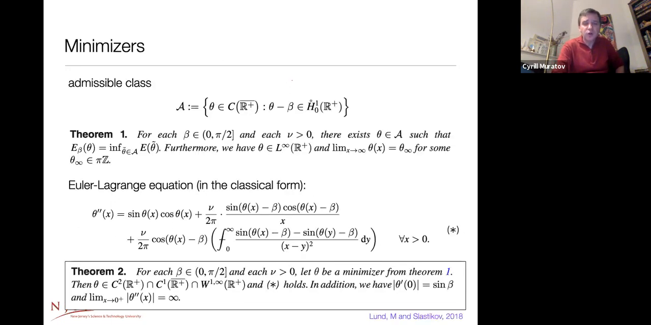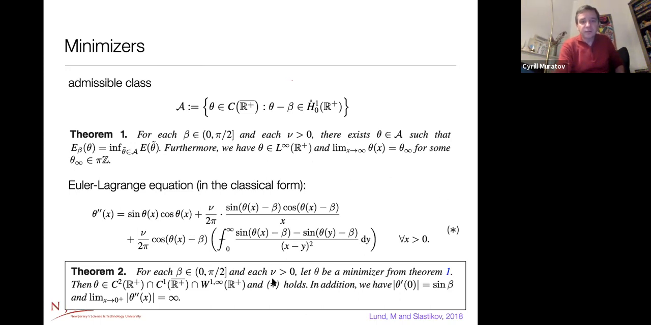And so in a natural admissible class, we can then specify the minimization problem. We have a result that for each beta and each nu, there exists a minimizer to our problem, which is bounded and converges to a multiple of n pi at infinity, which means that we cannot rule out winding in the minimizer.